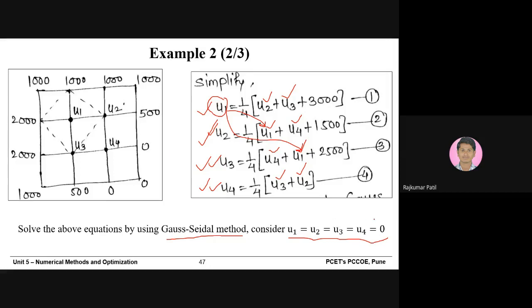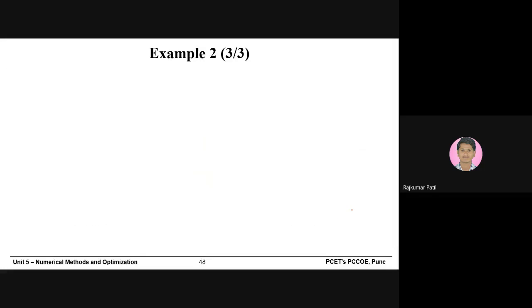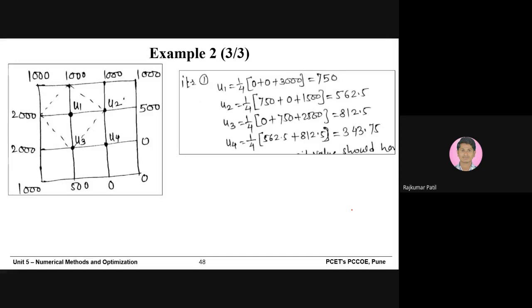But as I mentioned, instead of taking all the values equal to 0, you can guess what will be the possible values for u1, u2, u3, u4. By assuming those values, you can also start. There is no problem. But if you have any kind of confusion, take all the values equal to 0 and you can start doing iterations.